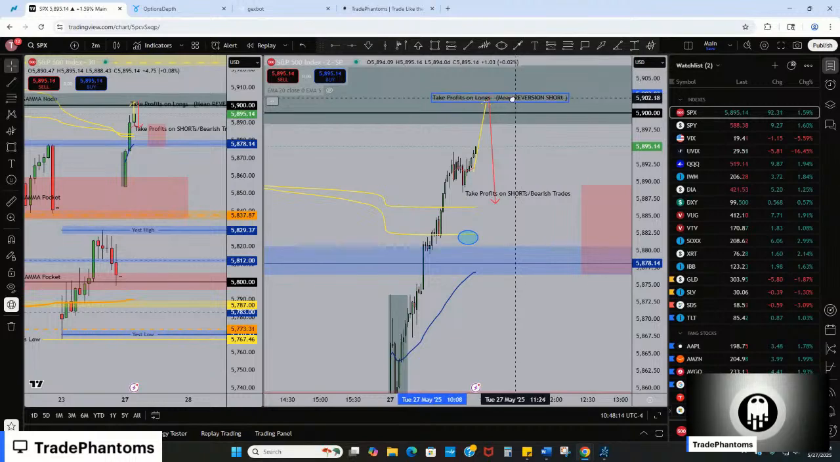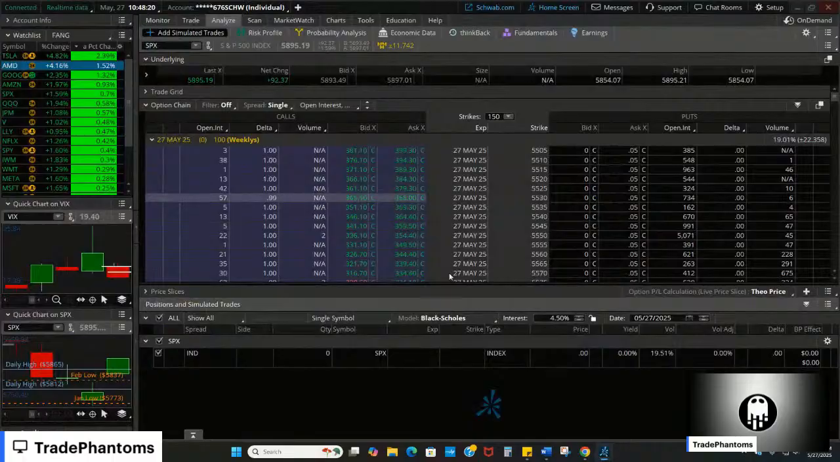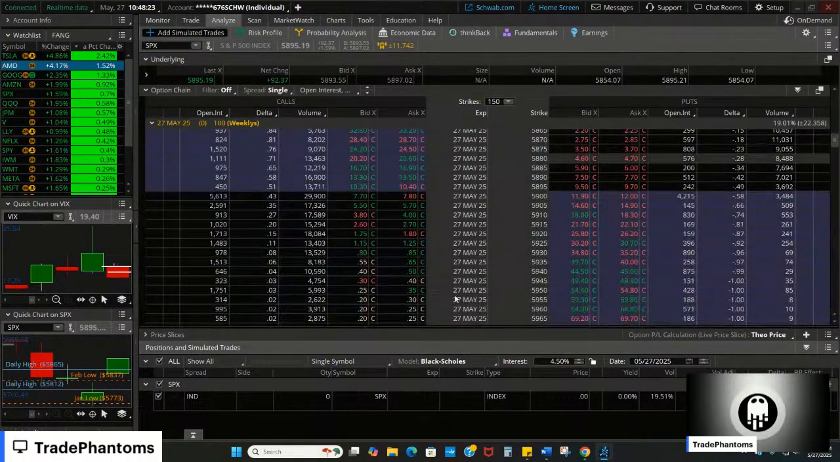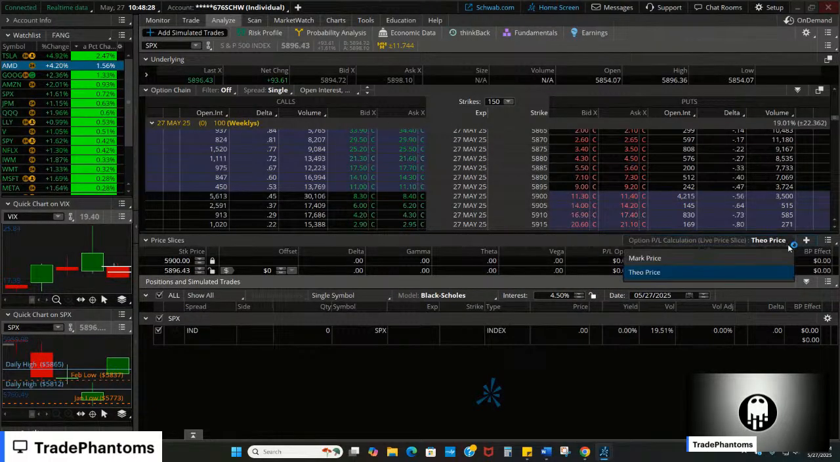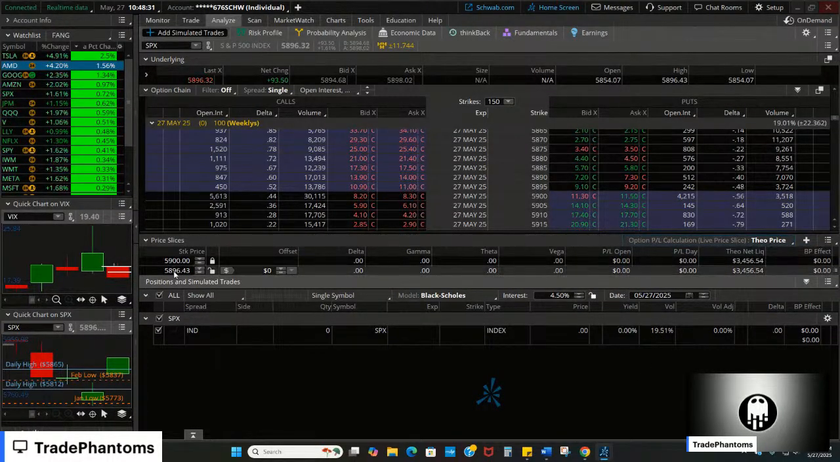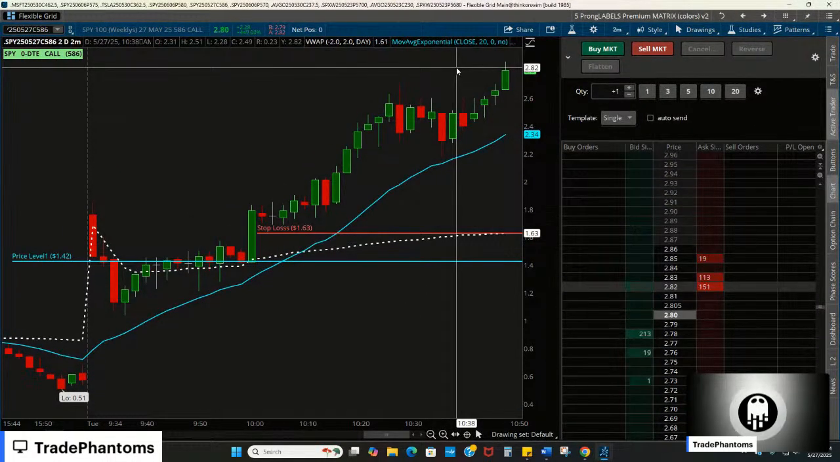All right, so a suggestion to take profit from longs and mean revert short. Now, what I'm going to plan for here is SPX. What if we get up to 59? I'm going to put two price slices here. $5,900 to 59, I'll do 5,910 to give the range. Let me TP some more SPYs as we make new highs.